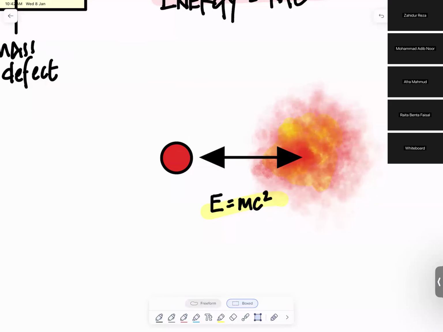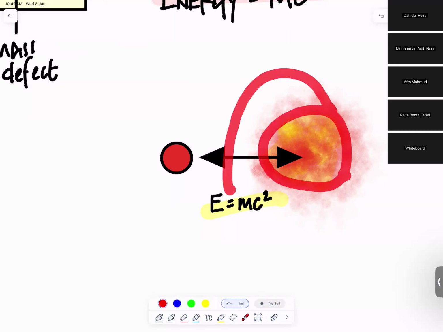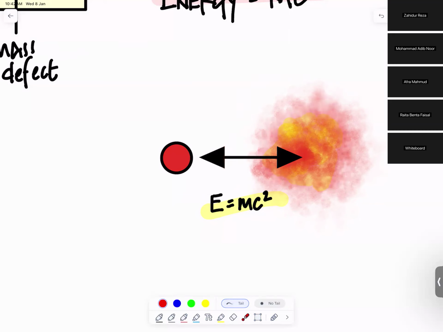And yes, the other way is true as well. Can you convert energy back into mass? Yes, into mass. Both of these are actually true. So this equivalency of mass and energy is known as E equals mc squared.